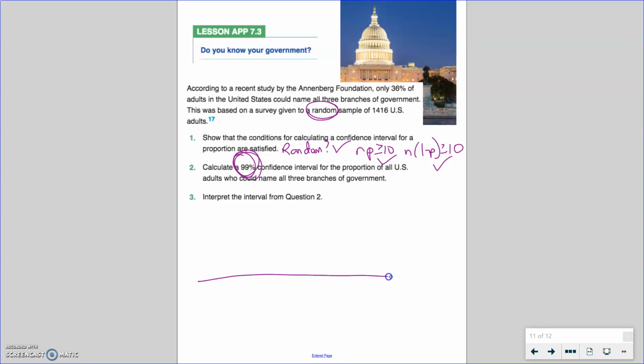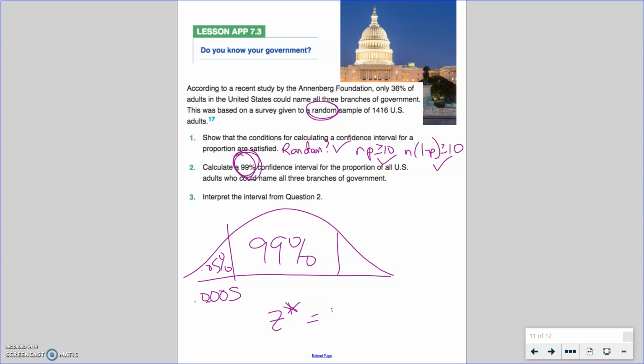99% confidence. How do we get that one? Well, here's 99%, so this is 0.5%, which means it's 0.005 in each tail. If I do inverse norm of 0.005, comma 0, comma 1. Oh, I apologize, I think I only want 2 zeros. That's my bad. There we go. I get a critical value of 2.575.